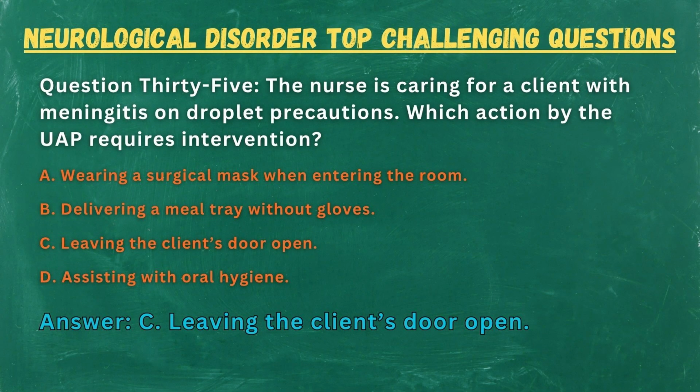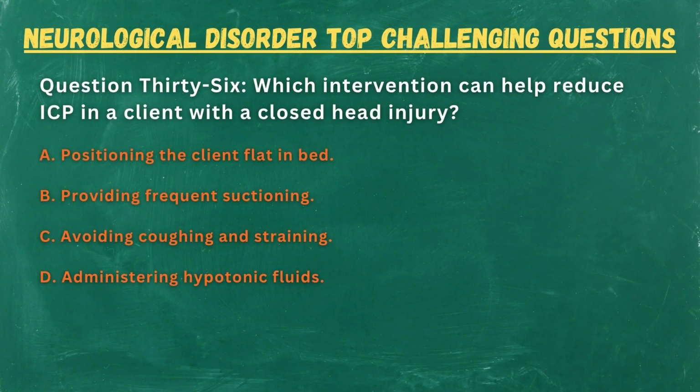Answer: C. Leaving the client's door open. Question 36. Which intervention can help reduce ICP in a client with a closed head injury? A. Positioning the client flat in bed. B. Providing frequent suctioning. C. Avoiding coughing and straining. D. Administering hypotonic fluids.